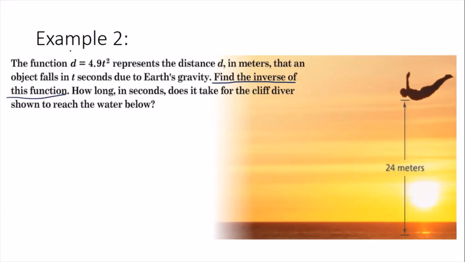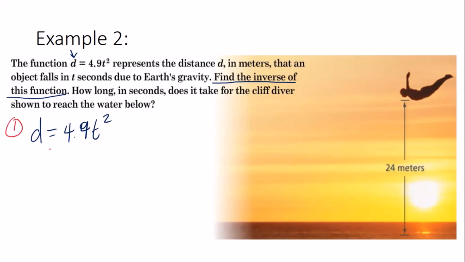So right now the function is defined by the distance, right? And by time. And it's going to tell us the distance. We want to define it by time to find, define it by distance so that we can know what the time is. Okay. So we have d equals 4 9/10 t squared.